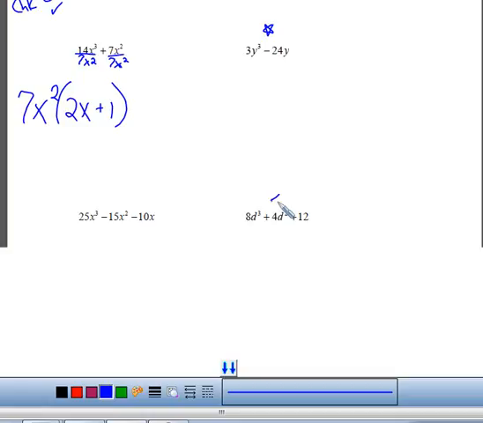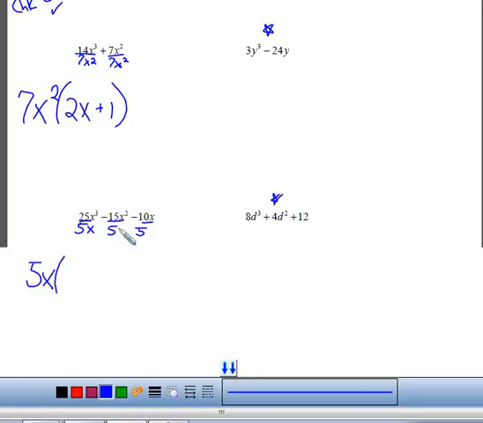How about, I'll let you do this last one here on your own. I'll do the 25x cubed minus 15x squared minus 10x with you. So obviously, when I look at the coefficients, I can divide all of them by 5. So all these will be divided by 5. Also, they all have an x term in them. Now, when I look at the smallest or least degree term, there's only one x. So that's the greatest common factor that I can divide out.